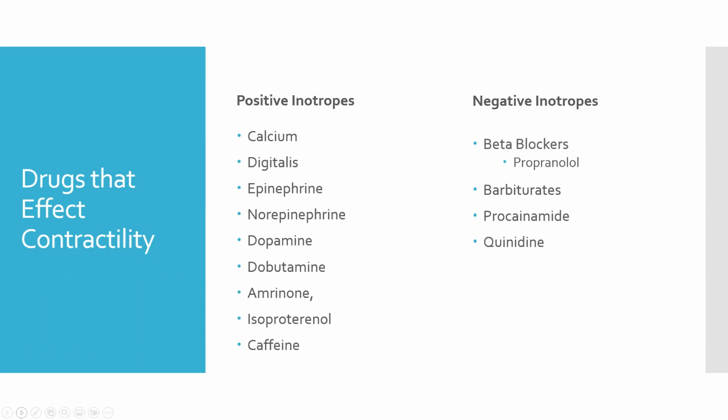Negative inotropes include beta blockers, propranolol being one of them, but there are others. Also barbiturates, procainamide, and quinidine.